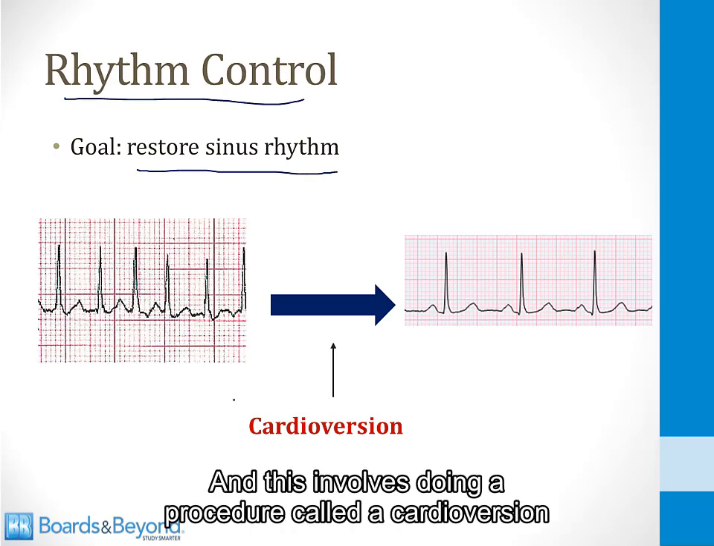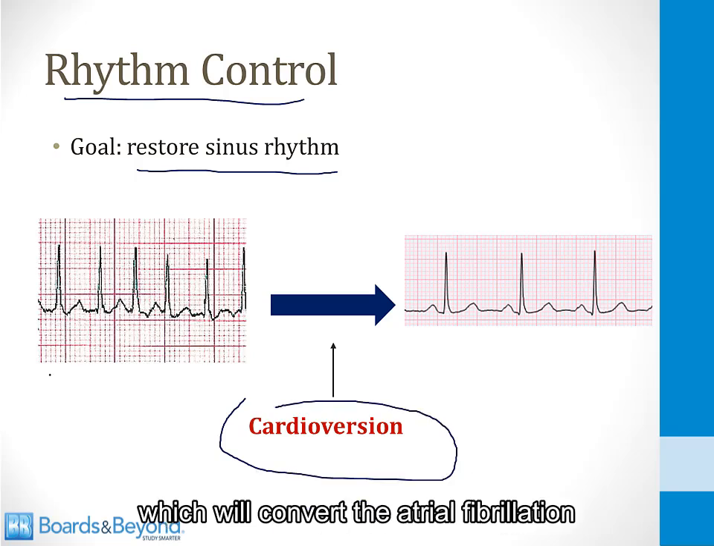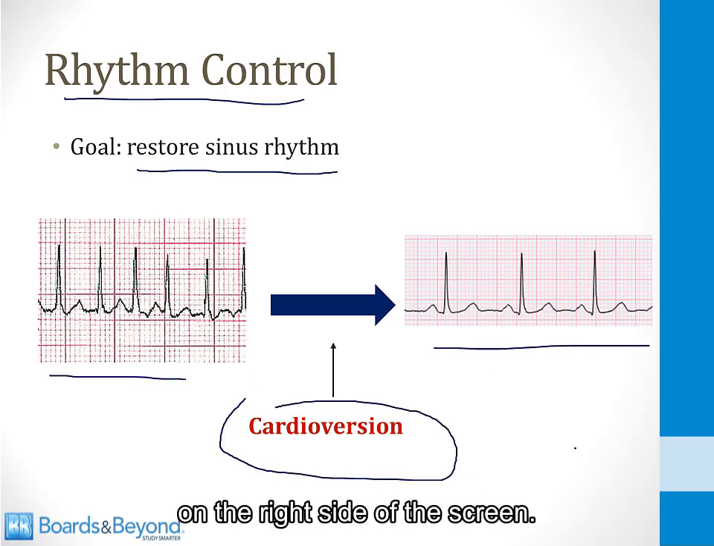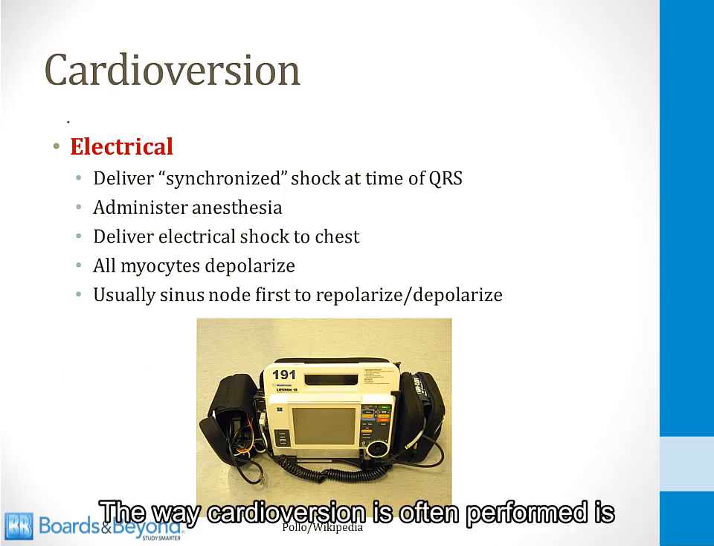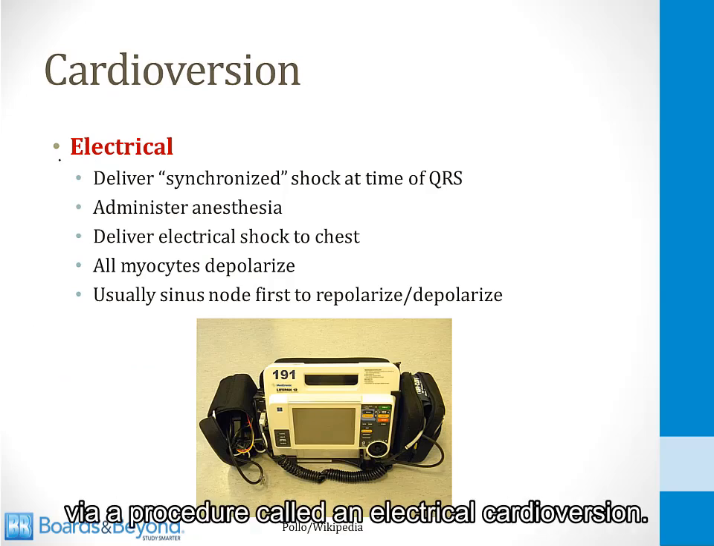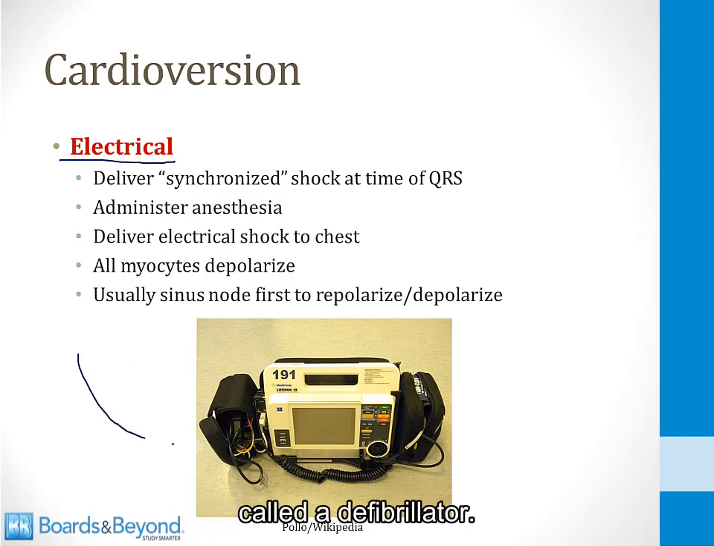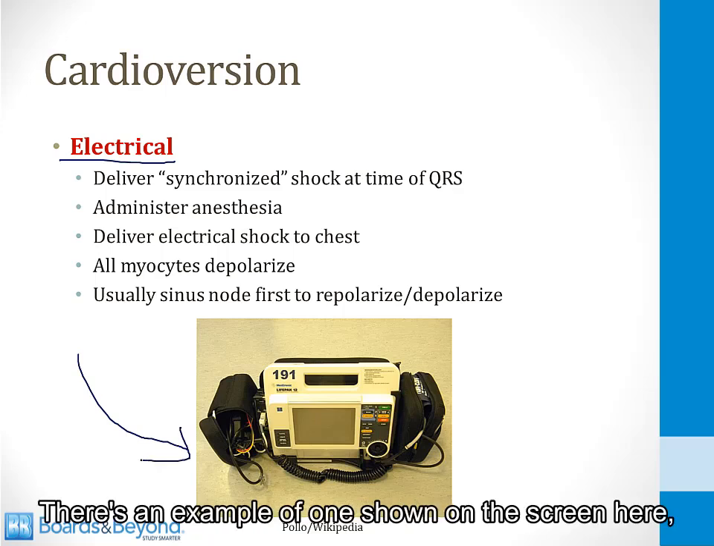This involves doing a procedure called a cardioversion, which will convert the atrial fibrillation shown on the left side of the screen to a normal sinus rhythm shown on the right side of the screen. The way a cardioversion is often performed is via a procedure called an electrical cardioversion. This procedure involves use of a machine called a defibrillator. There's an example of one shown on the screen here.